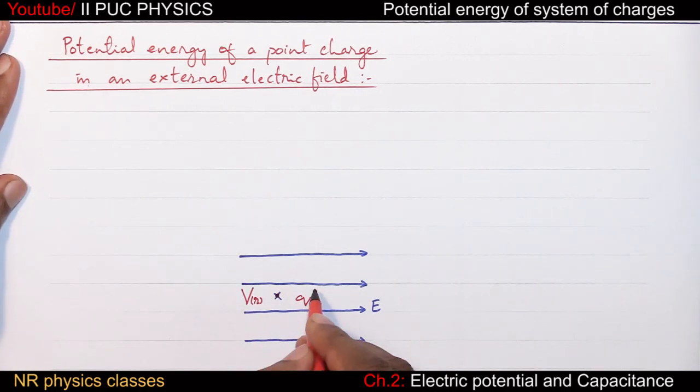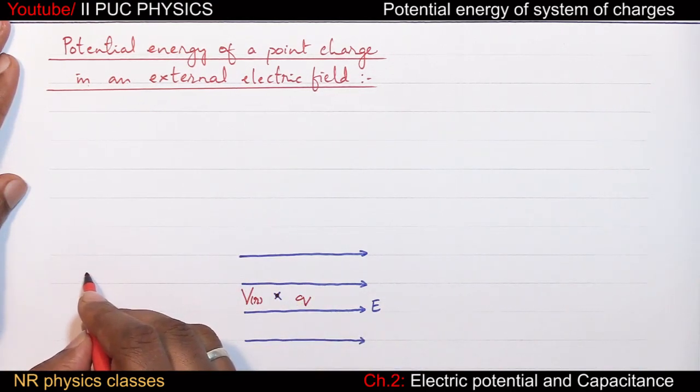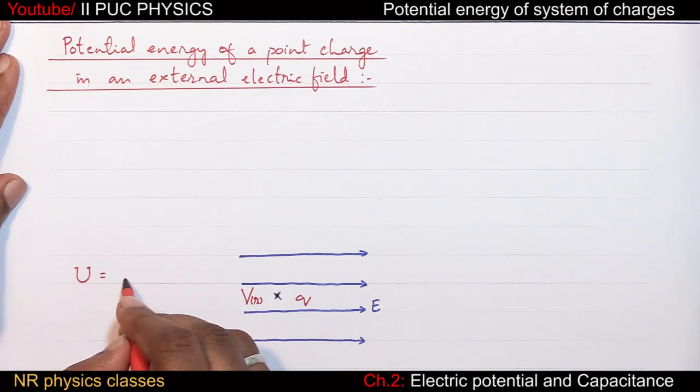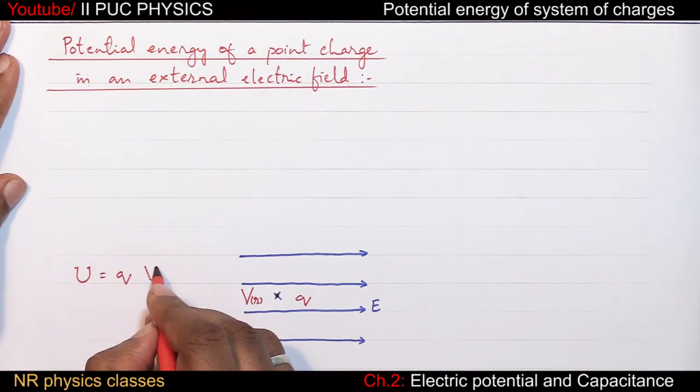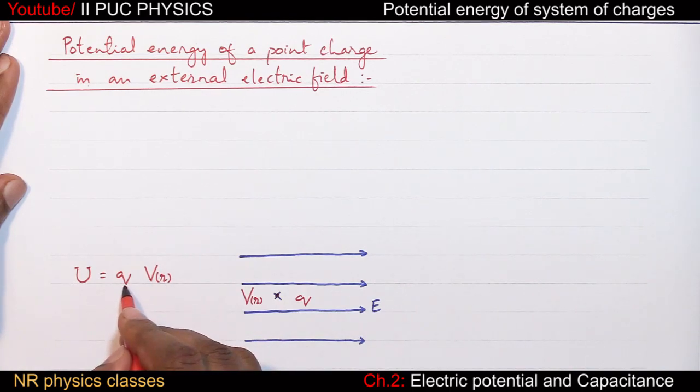So what is the potential energy of the system? Potential energy of the system is charge times potential at that point. So it is Q into V. That's all.